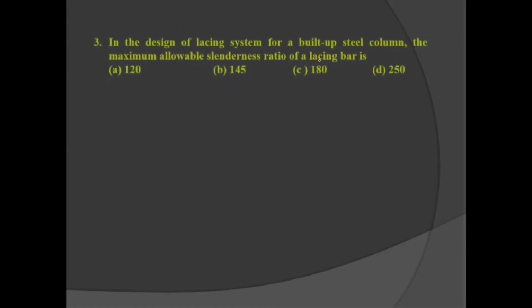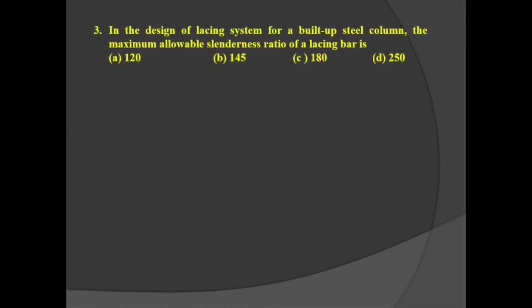Question number 3: in the design of lacing systems, the maximum allowable slenderness ratio, lambda maximum, for the lacing member is 145. So option number B is correct.